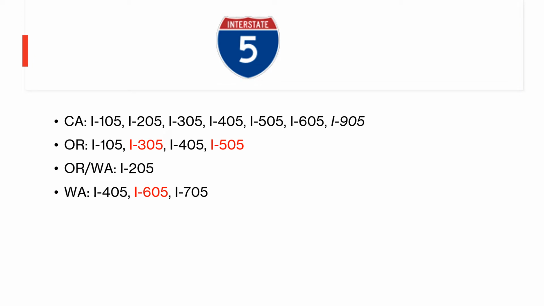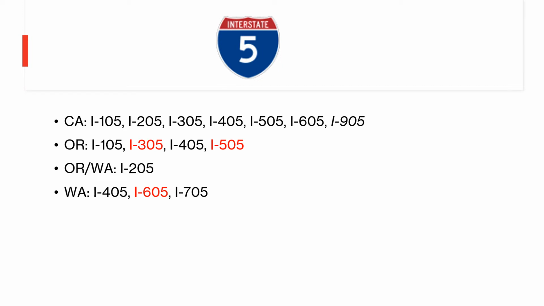All right, so the first one we have, we're doing this lowest number first, going highest number, is Interstate 5. Now in California, you have I-105, I-205, I-305, I-405, I-505, I-605, I-805, I-905. And I'm going to admit something right now. I forgot to put I-805 on here.